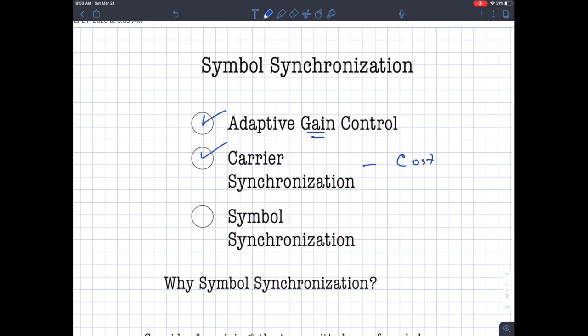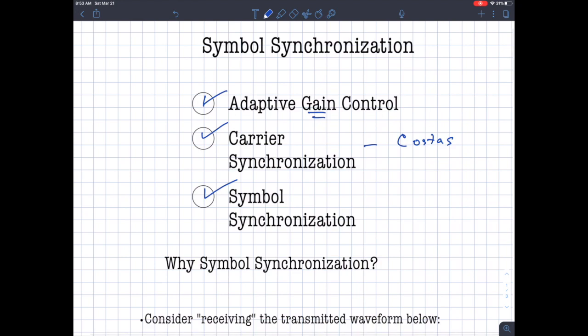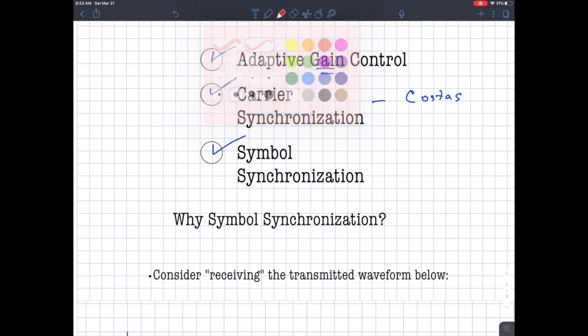So what I want to do next is describe what the symbol synchronization problem is. It's a different type of synchronization problem that we haven't talked about yet. It might have occurred to you that this would be a problem. It might not have. So let's just talk about that for now. The next step is to answer the question, why symbol synchronization?